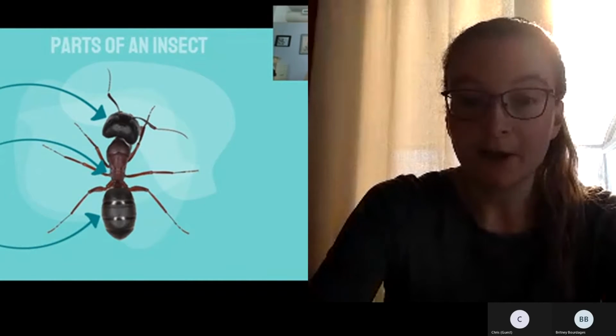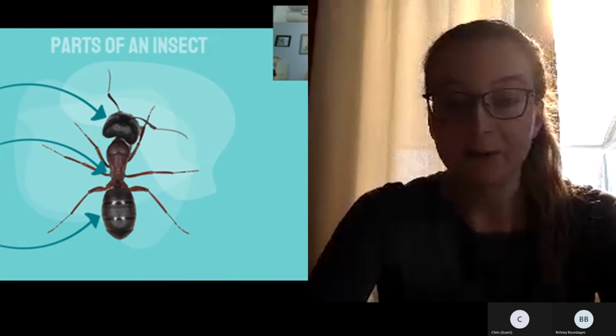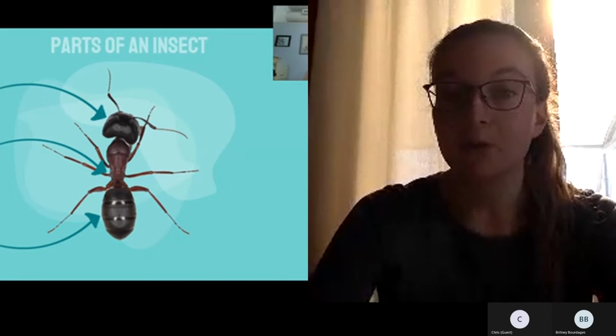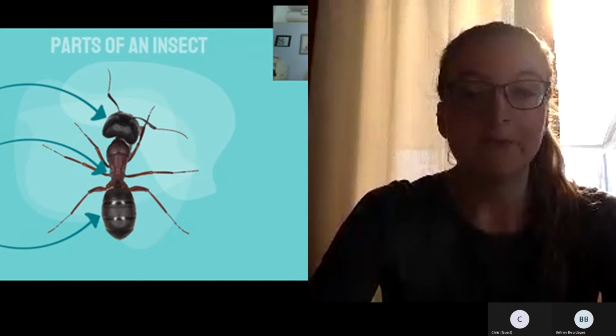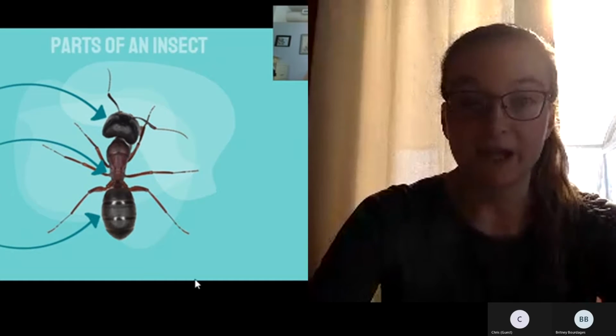So number one, they always have a head, usually with antennae. Number two, they always have a thorax with legs attached, and there's always 3 pairs of legs, so 6 legs total. And finally, they always have an abdomen. So this is a terrestrial insect, as this is an ant.